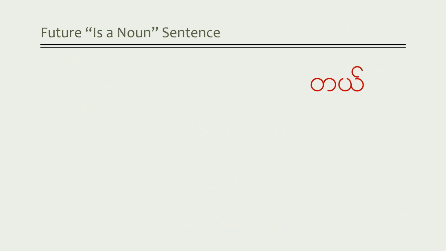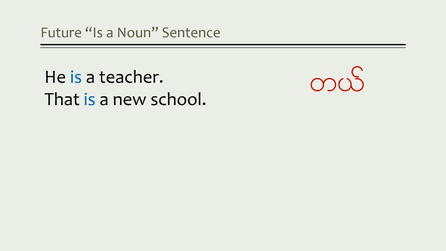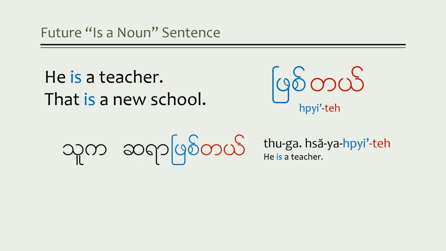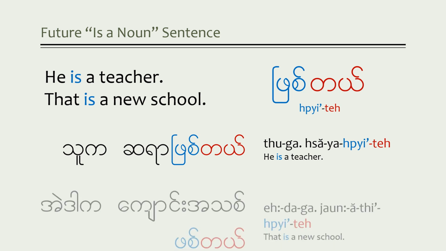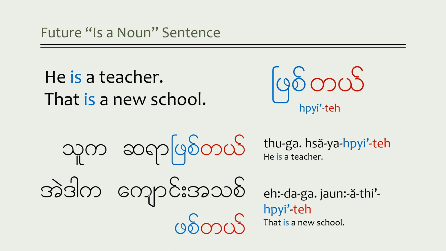The last thing I talked about in my lesson on the affirmative particle was the kind of statement that identifies someone or something as a noun. So for example, he is a teacher. That is a new school. In this kind of sentence, and I'll call it an is a noun sentence, you have to add the word for to be, which is pit, followed by the final particle te, pitte. So let's look at both those statements. Tuga seya pitte, he is a teacher. And edaga jao ate pitte, that is a new school.